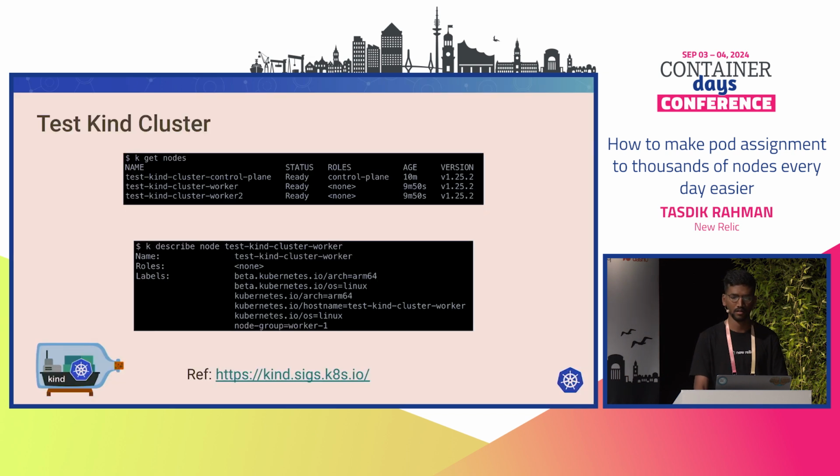But before that, here's just a test kind cluster with 2 worker nodes and a control plane node for us just to try some things out. Worker 1 has node group worker 1 as the label, and worker 2 has node group worker 2 as the label. As you can see, the labels are already present.